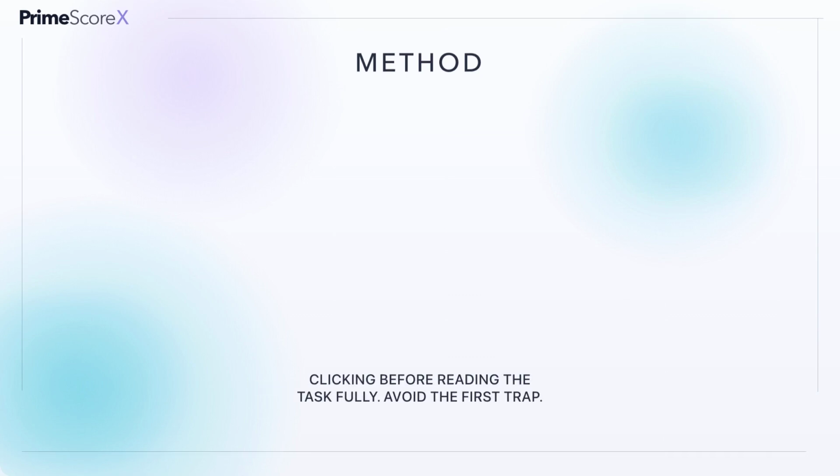The first trap is clicking before reading the task fully. This usually happens when a student moves too quickly, trusts a familiar-looking answer, or skips the instruction line. The fix is to pause long enough to identify the exact task before committing to the response.